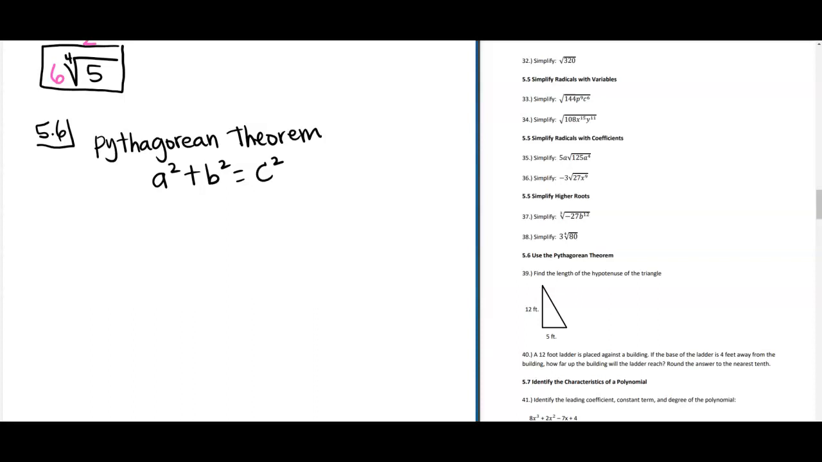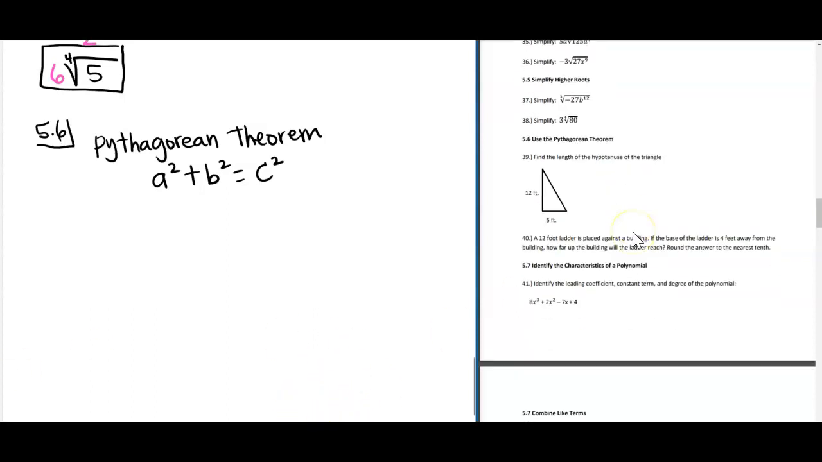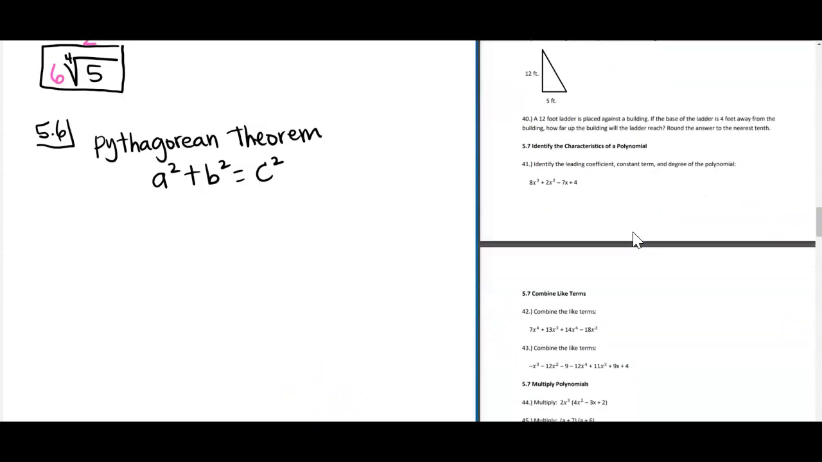So number 40 is a story problem. With this kind of problem, I'm going to want to look at this and try to draw a picture of what's going on here. So it says a 12-foot ladder is placed against a building. If the base of the ladder is 4 feet away from the building, how far up the building will the ladder reach?